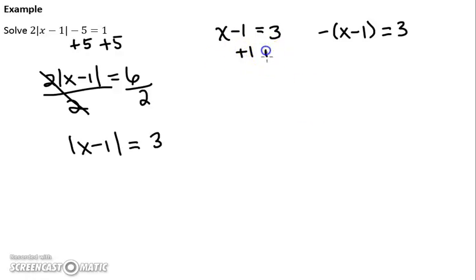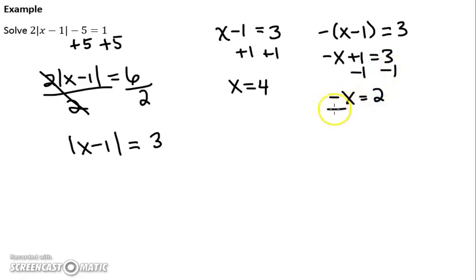So we add 1, so x is equal to 4. Then we can distribute the negative 1, so negative x plus 1 equals 3. Subtract 1, negative x equals 2. Divide by negative 1, x equals negative 2. So we're going to get two answers, x equals 4 or x equals negative 2.